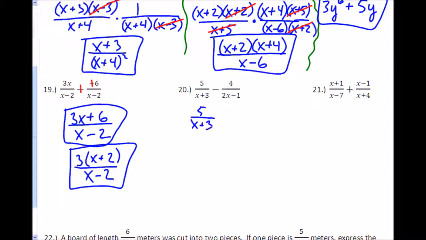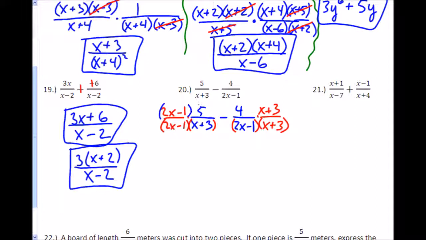And remember, I need to have the same factors for each. So for this one, right now, the first fraction needs the 2x minus 1. The second fraction needs the x plus 3. And now they'll have the same factors. Okay, they'll each have a 2x minus 1 and an x plus 3. And really, we can just think of this as multiplication. And it's the same thing here.